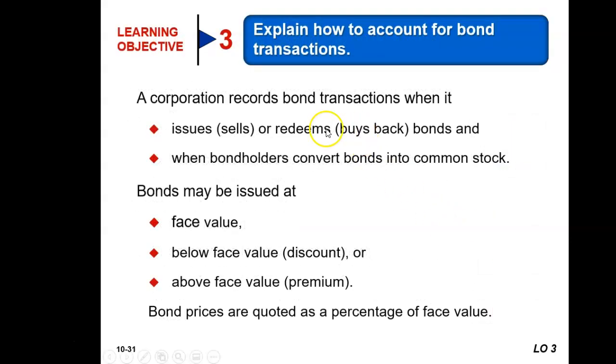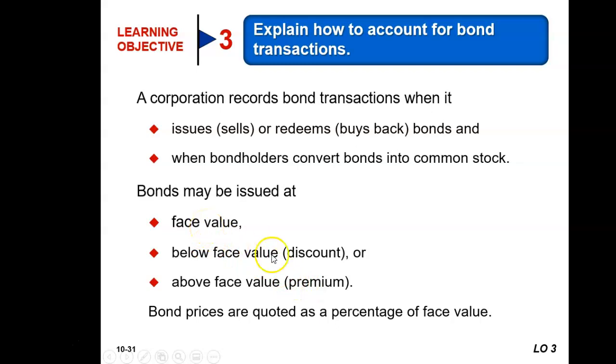Now, a corporation records a bond transaction when it issues a bond, sells it, or redeems the bond, which means it's going to buy the bond back, or when a bondholder converts their bonds into common stock in the case of a convertible bond. Bonds may be issued at their face value, at a discount, or at a premium. That's important.